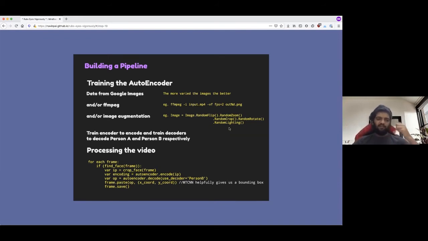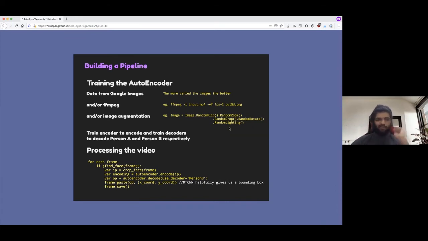And then once your autoencoder has been trained, we come back to processing the video. Now processing the video is fairly straightforward, right? If you think about it, you simply take a frame. If you find a face in the frame, crop the face from the frame using MTCNN. Give that cropped image to the autoencoder. The autoencoder encodes it, and then you give it to the decoder of the other person, whose face you want to swap it with.